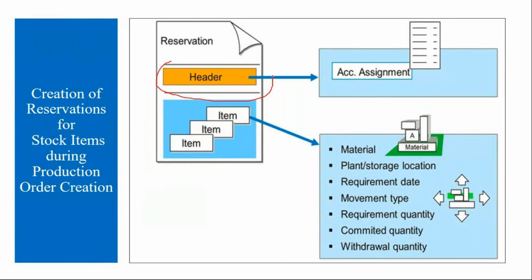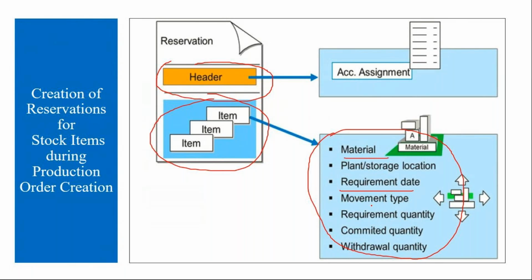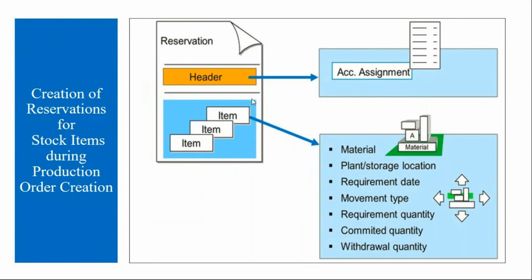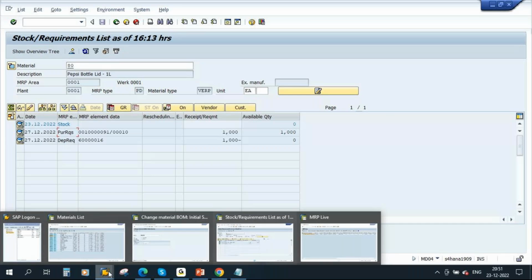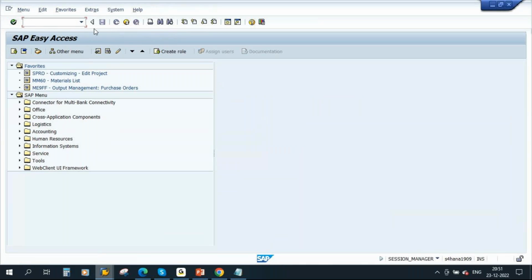It will, as usual, contain header data, item data, and everything you can see in the reservation. What is the production order number? What is the item component, its requirement date, movement type 261, everything you can see in the reservation. So this reservation will get generated automatically. From the PP production order, we are generating a reservation for the MM module. Now let me show you this. Let me go to MD04 of the header material.